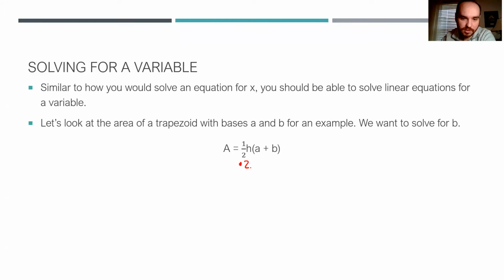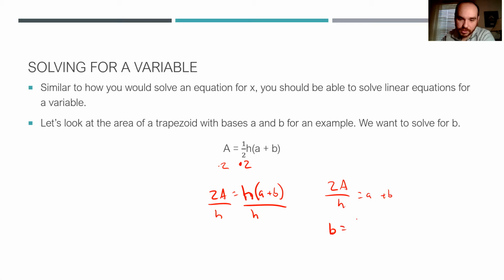First step we want to do is multiply both sides by 2. So now we have 2a equals h times a plus b. Then we need to divide both sides by h. So 2a over h equals a plus b, which means we have b equals 2a over h minus a. So you should be able to do something like this. Obviously, this doesn't really do anything for us right now.